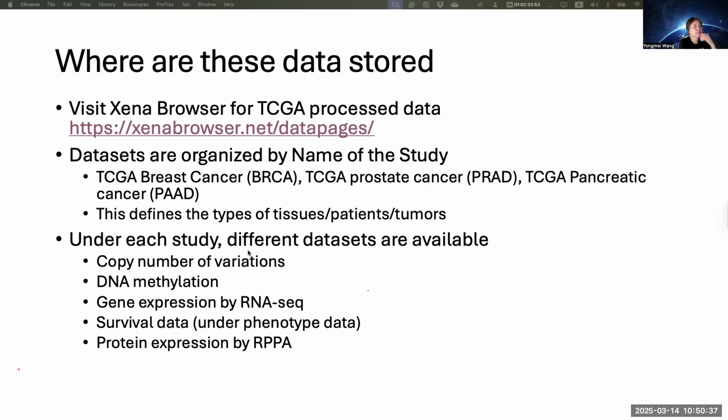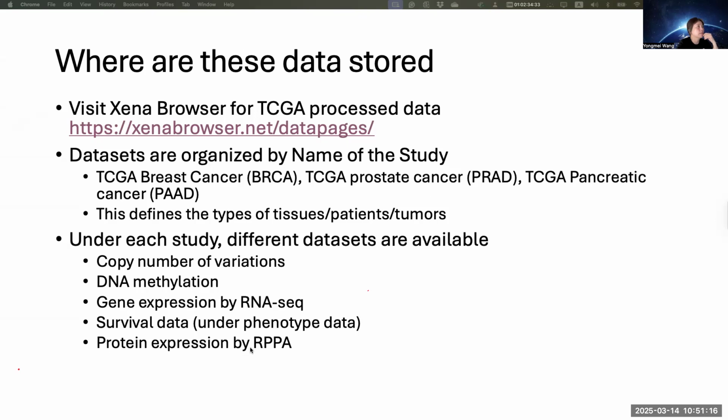For each of these data sets I showed you, you just need to know that they are organized by the study. I told you a few examples. BRCA is breast cancer, prostate cancer is PRAD, and pancreatic cancer is PAAD. These define the type of tissue, the type of patient, the type of tumor they have. Under each study, you have different data sets I walked you through earlier: copy number variation, DNA methylation, gene expression by RNA-seq data, survival data, and protein expression by RPPA approach.